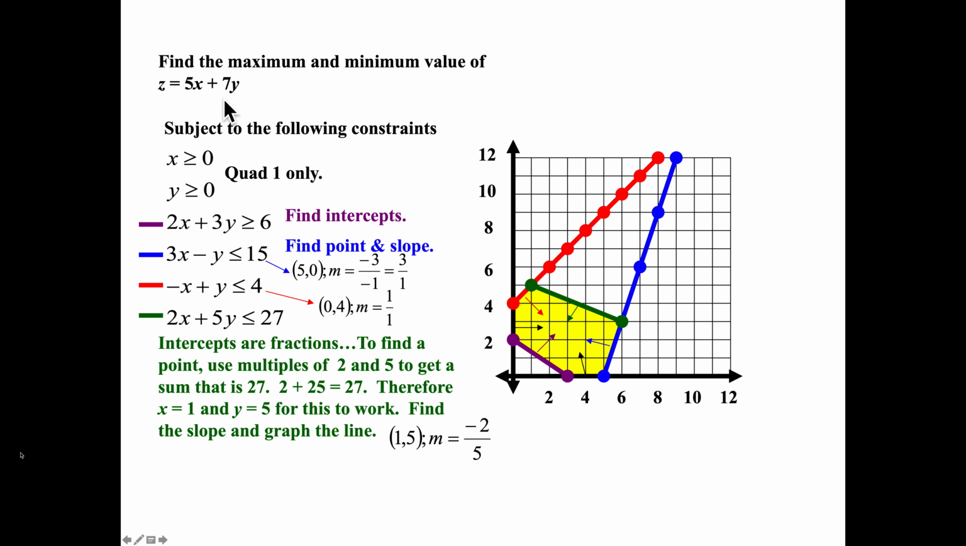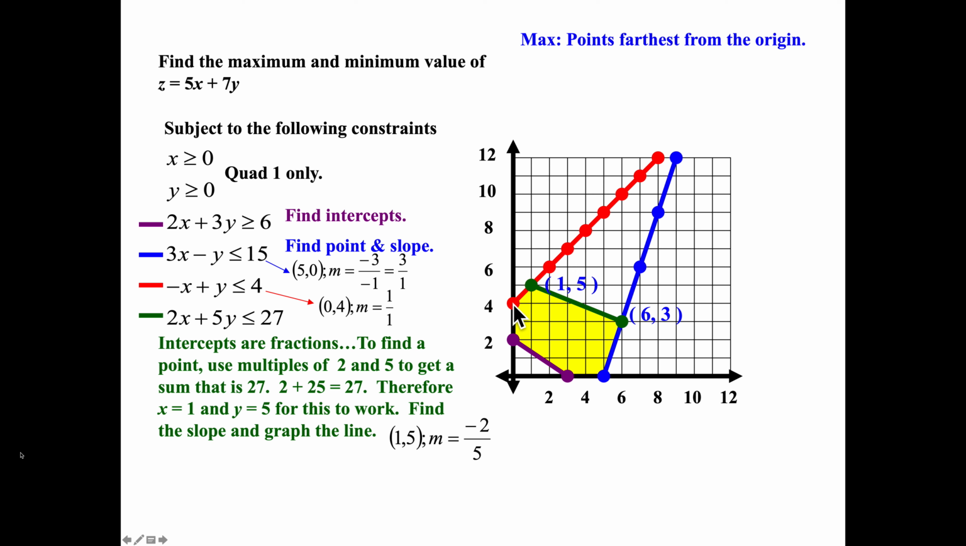So if we want to maximize and minimize, we need to test all these corners. So we have the 1, 5, we have the 6, 3, and those are the 2 I'm going to test. All right? The reason being, they're the furthest from the origin. Now, I'm not testing the 0, 4.